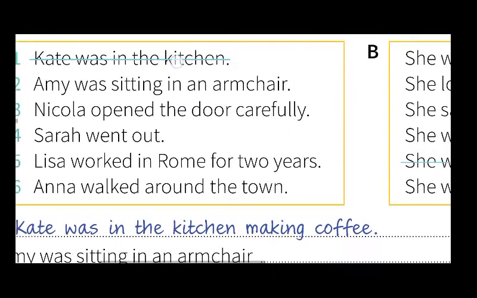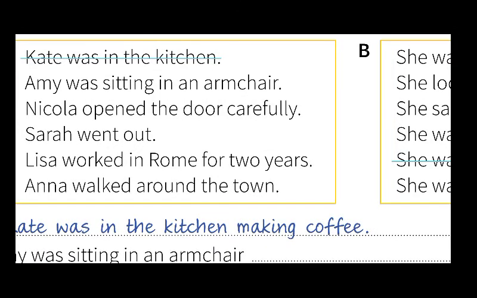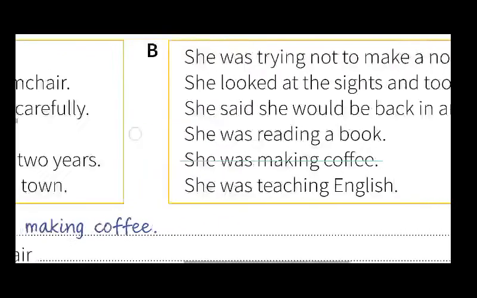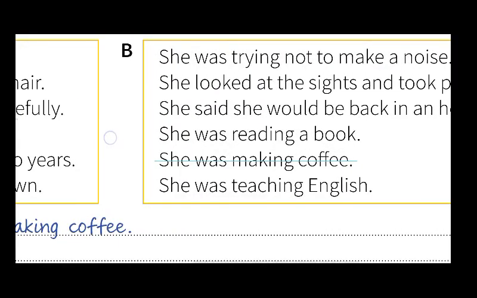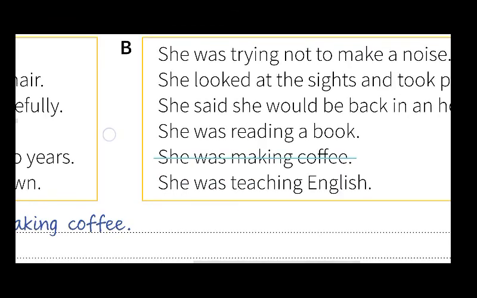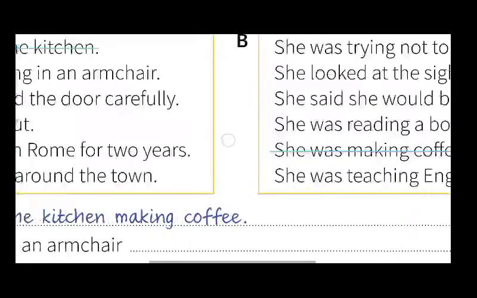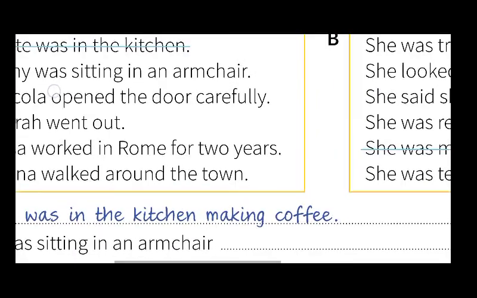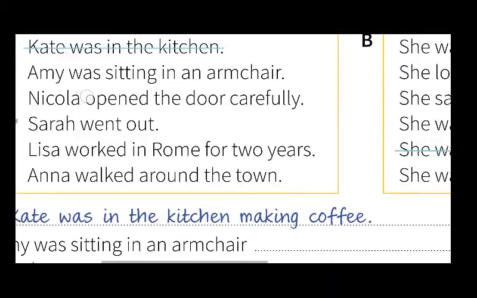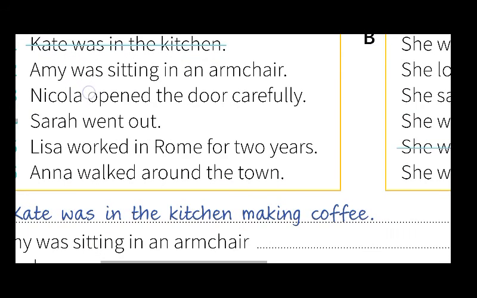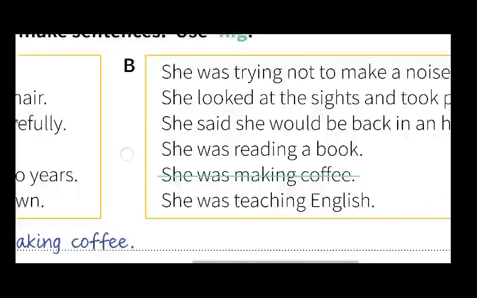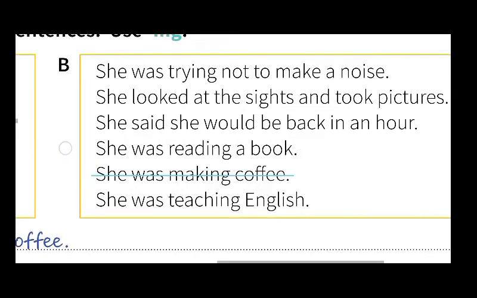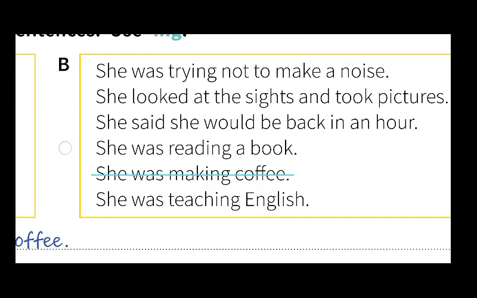Number 5, Lisa worked in Rome for 2 years. She was teaching English. So you can say here, Lisa worked in Rome, teaching English. Number 6, Anne walked around the town. She looked at the sights and took pictures. So, looking at the sights and taking pictures.